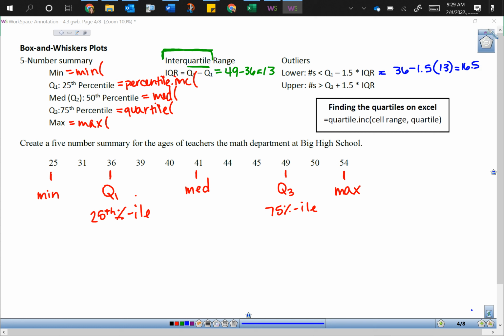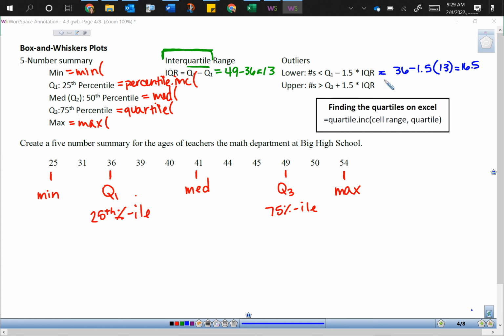Now, I want you to think about what this problem is actually talking about. It says create a 5-number summary for the ages of teachers in the math department at Big High School. And they're saying any number lower than 16.5 would be an outlier. Well, doesn't that make sense? Could you have a math teacher that's younger than 16 and a half years old? No, that would definitely be an outlier. That wouldn't make any sense. Now, notice that it's any number below that. So if you have 16.5 in your data set, it's not an outlier. It's just below that. Are we okay?